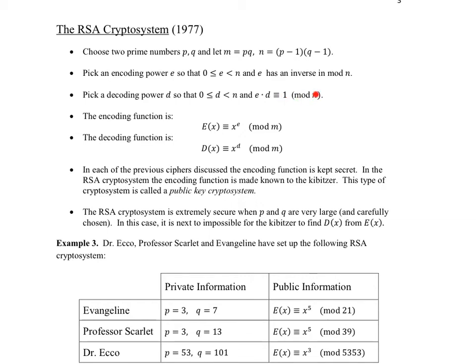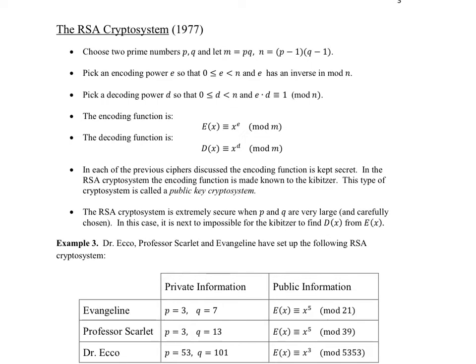So once you have that encoding and decoding power picked, then that forms your encoding and decoding functions. So the encoding function is simply raised to the power e, and the decoding function is simply raised to the power d. But let's remember that those congruences are done in mod m. And m is p times q, the two prime numbers multiplied together. And the same with the decoding function. So e and d, in summary, are chosen to be values in mod n, and the encoding and decoding is done in mod m.